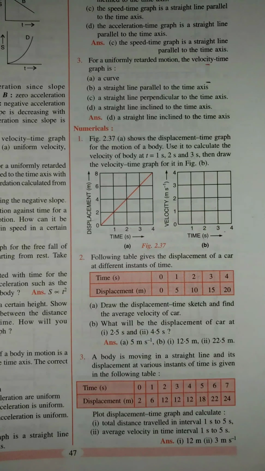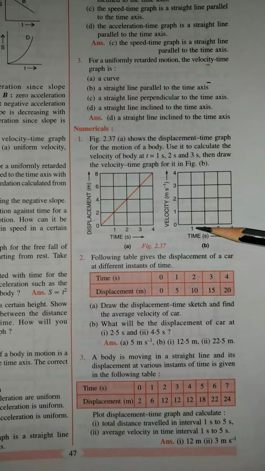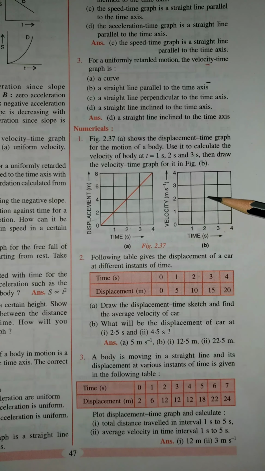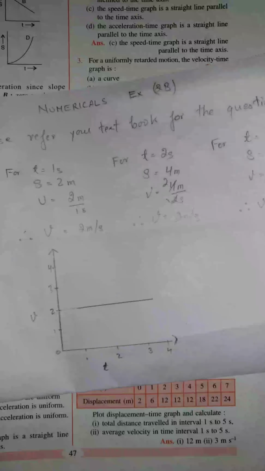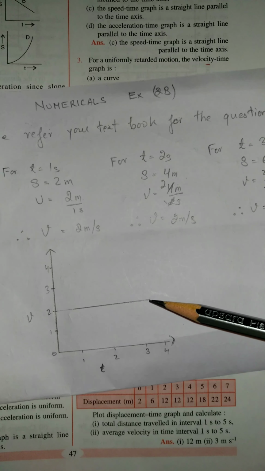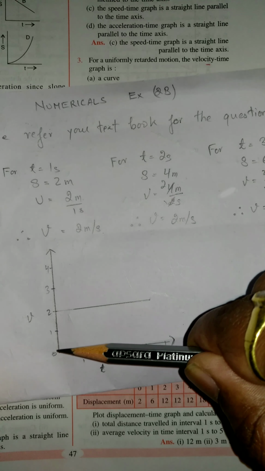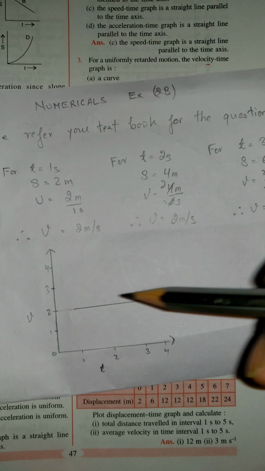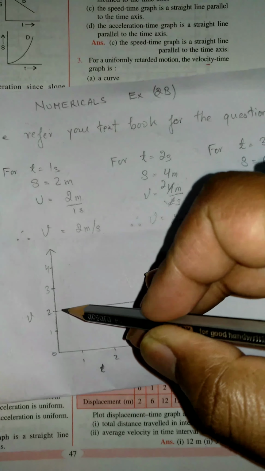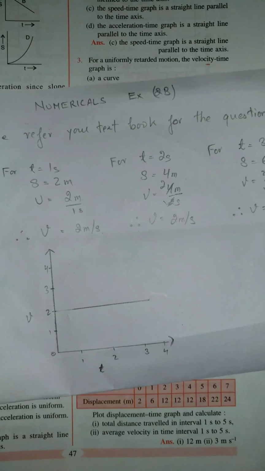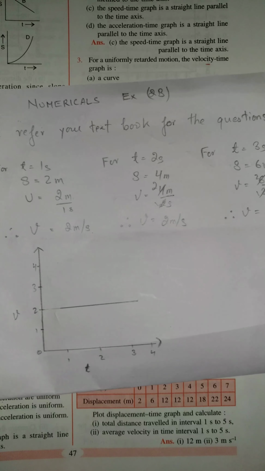So using these values, I am supposed to draw a velocity time graph. For 1 second, my velocity is 2 meter per second. For 2 seconds, the velocity is 2 meter per second. For 3 seconds, the velocity is 2 meter per second. So we are getting 3 dots here. If we join those dots, I'll get a straight line. Since zero's value we don't have to calculate, but since it is uniform, I can draw a straight line from the y-axis also. So this is how it is done. This is the answer of number 1.